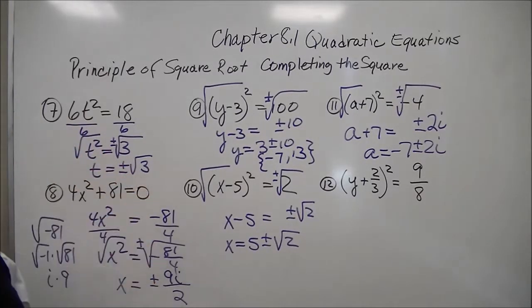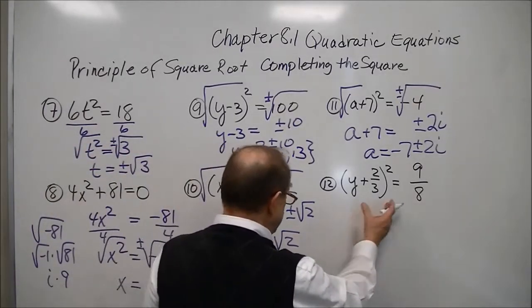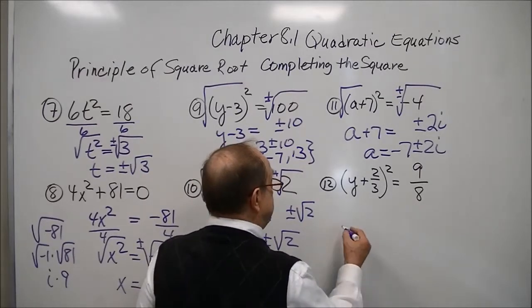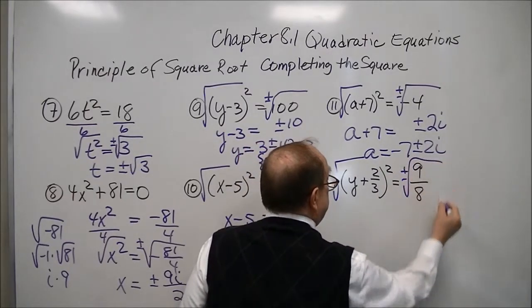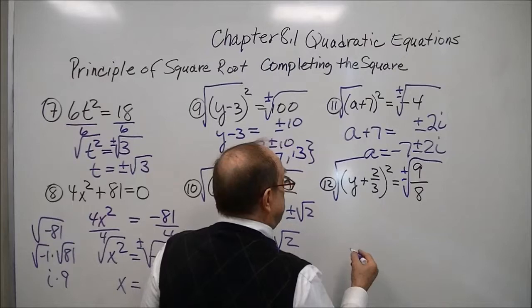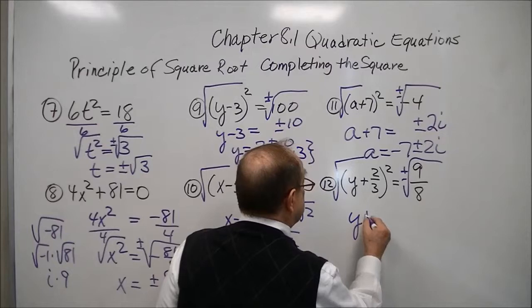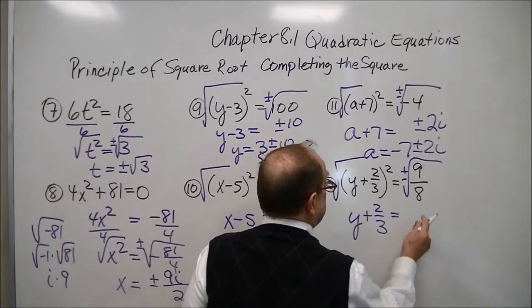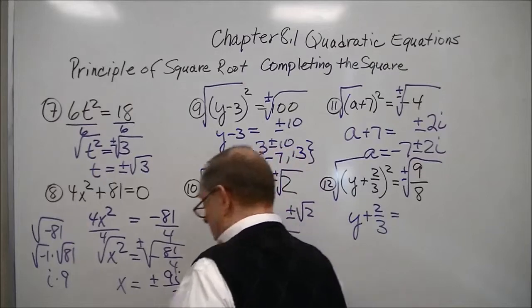Now, they're not all this easy, they're going to give you some challenging ones as well. So for number 12, now we have a fraction and a fraction there. So let's see what we get here. We're going to take the square root of that, plus or minus the square root of that, and that gives us y plus 2/3 equals. Now this gets a little tricky, so what I'm going to do is work it out for you and save a little time.